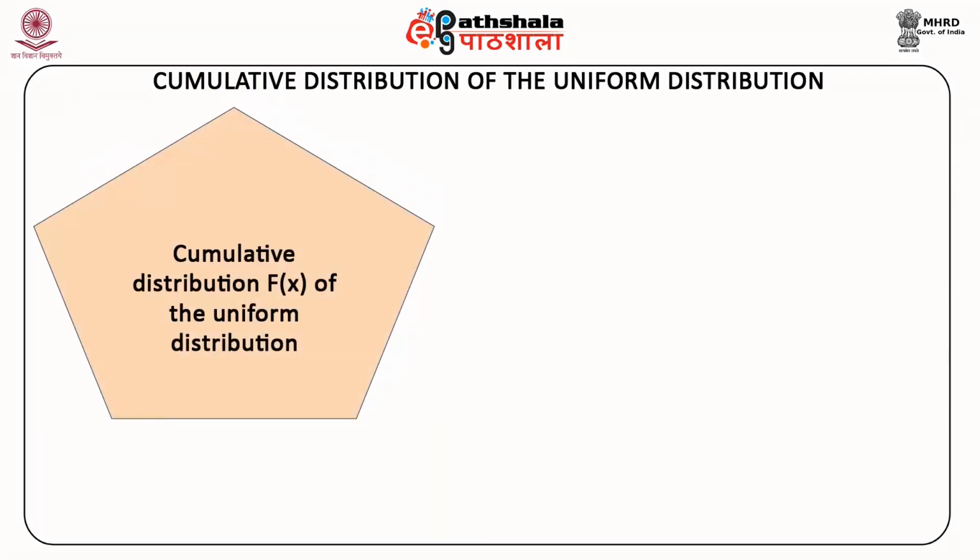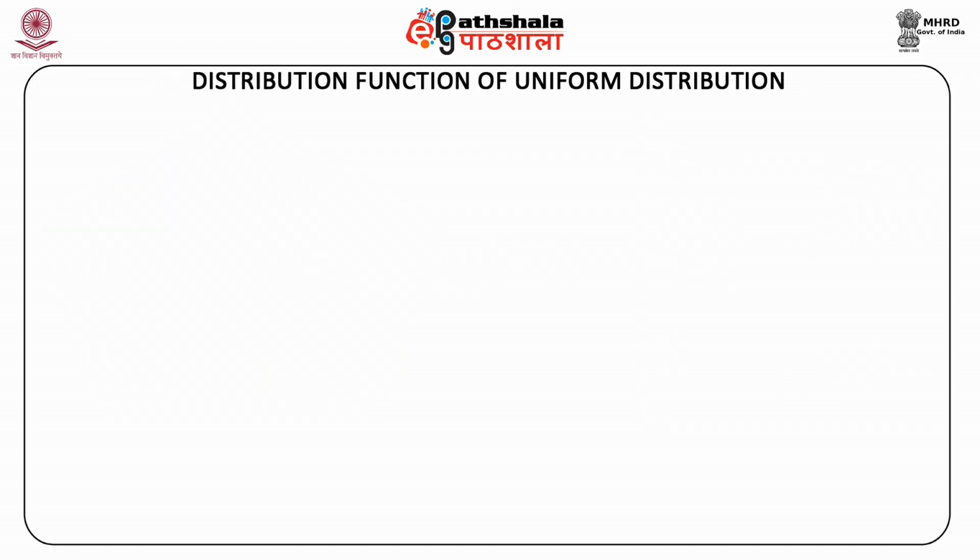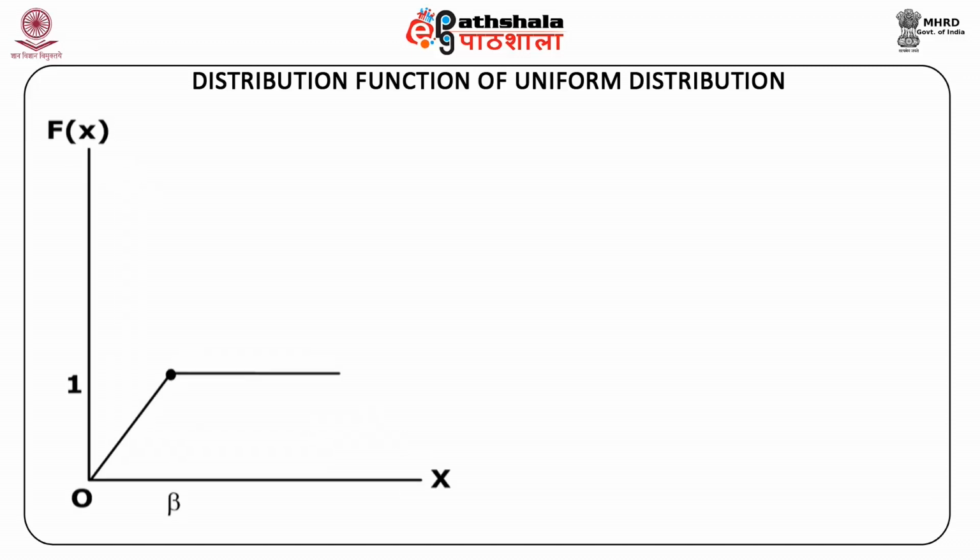The cumulative distribution function F(x) of the uniform distribution is F(x) equal to 0 when x is less than alpha, equal to (x minus alpha) upon (beta minus alpha) when alpha is less than or equal to x is less than beta, and equal to 1 when x is greater than beta. Let us understand the distribution function of the uniform distribution graphically.